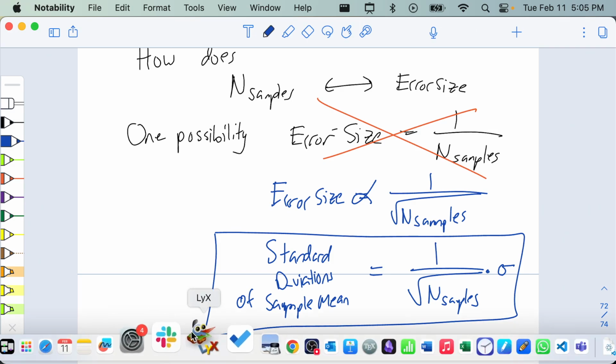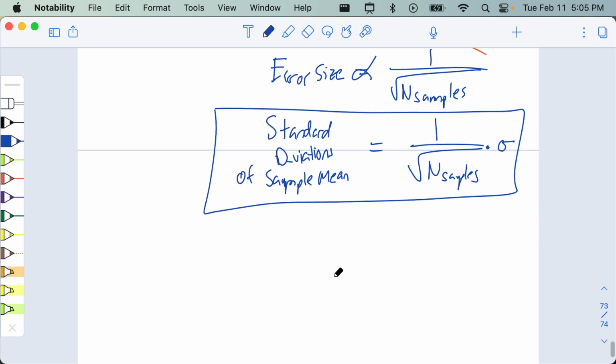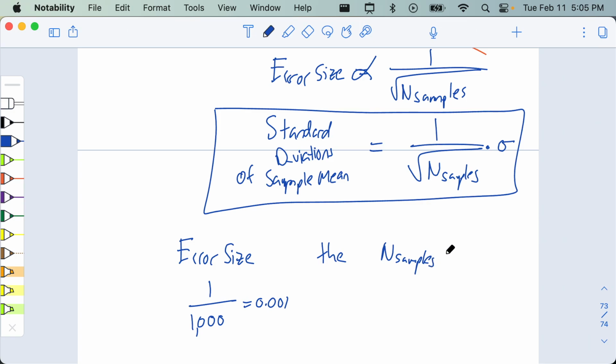I guess it was a happy coincidence here. So what I was going for is that if you want an error size of 1 over 1,000, aka 0.001, then the number of samples has to be 1 over that error size, squared. So this has to be the square of 1 over the error size for this to work. Squared, again, proportional to, which in this case is 1 million, 10 to the 6.